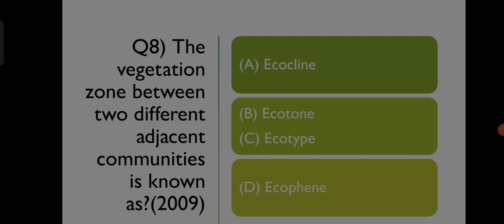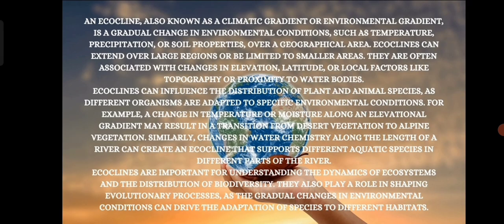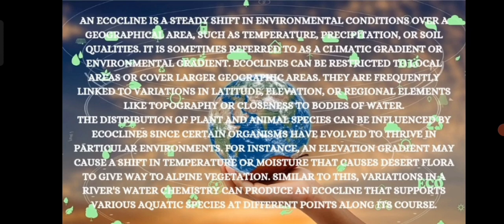Here our next question is: the vegetation zone between two different adjacent communities is known as. Again we are having 4 options and we have to find out the correct one. So at first let us discuss all the terms which are given in our options. So first term is ecocline. An ecocline is a gradual change in environmental conditions such as temperature or precipitation over a geographical area, which influences the distribution of plant and animal species and plays a role in shaping ecosystems, biodiversity and evolutionary processes.